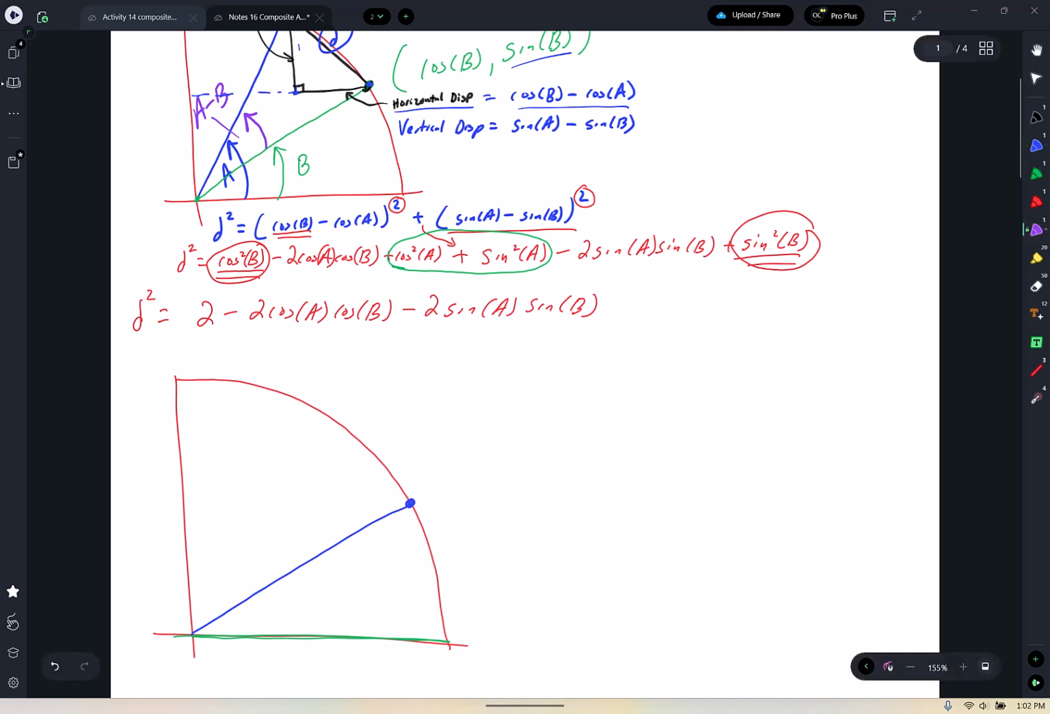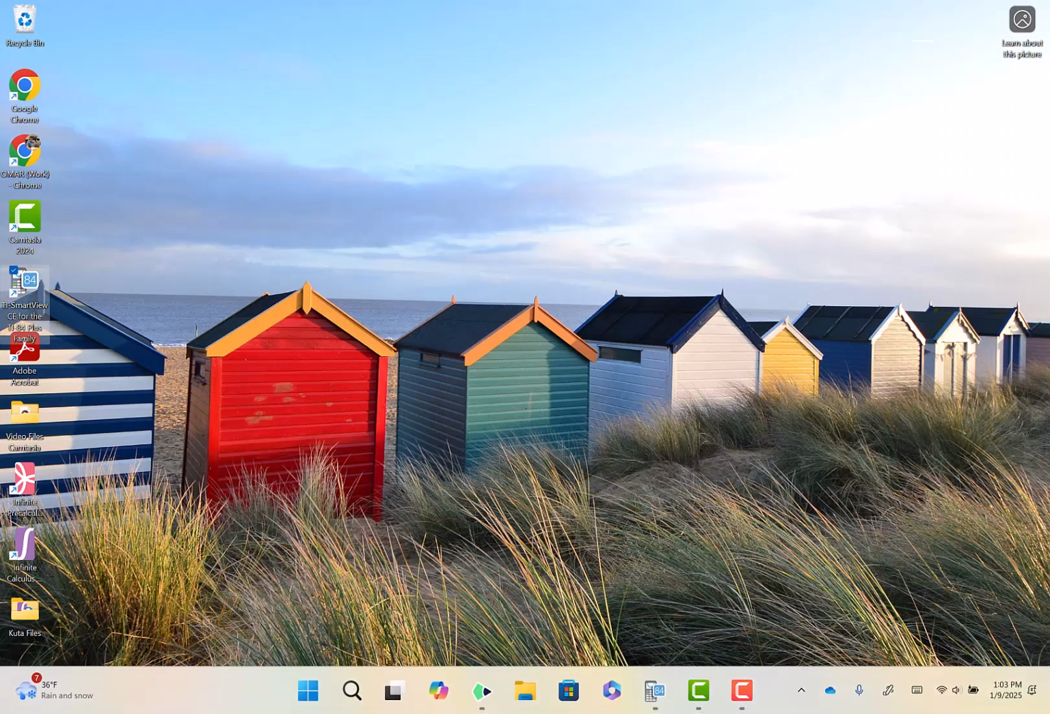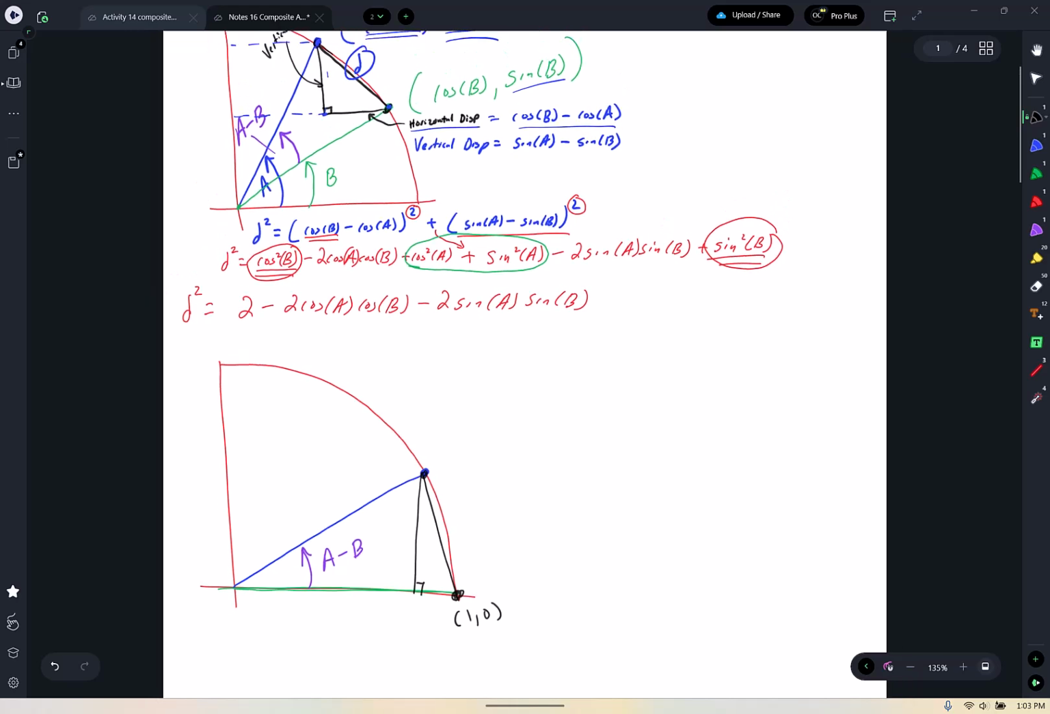And this one right here was purple, and that was A minus B. And because this is a unit circle, this coordinate right there is (1, 0). And segment D is still this one right here. Let me see. Yeah, my triangle sucks. Okay, guys, these triangles are supposed to be the same.